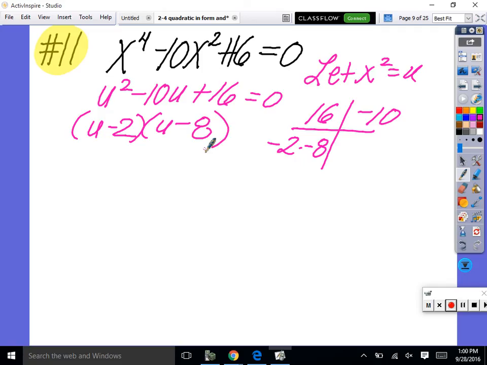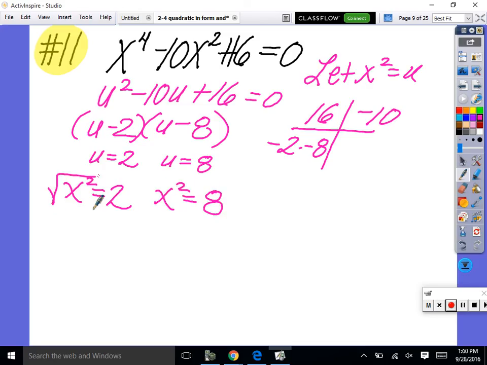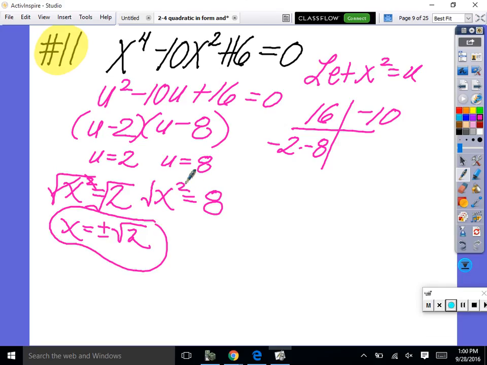Solve for u. In each case, solve it correctly. We'll add 2. u is equal to 2. We'll add 8. u is equal to 8. So we have x squared is equal to 2, because x squared was u, and x squared is equal to 8. And now we'll solve for x. Square root it. Root cancels out with power. x is equal to plus and minus the square root of 2. There's 2 solutions. Square root both sides.